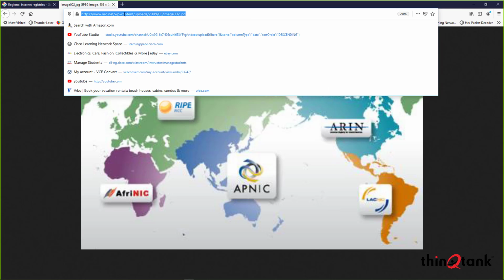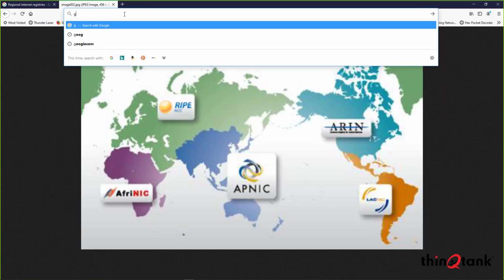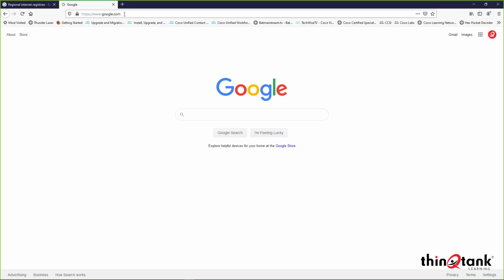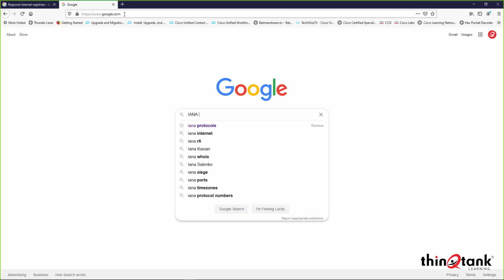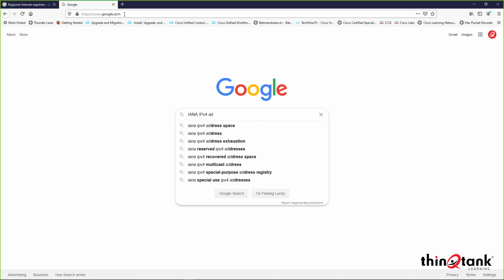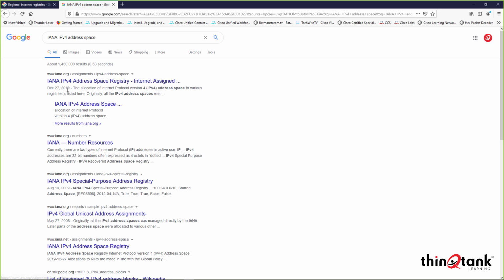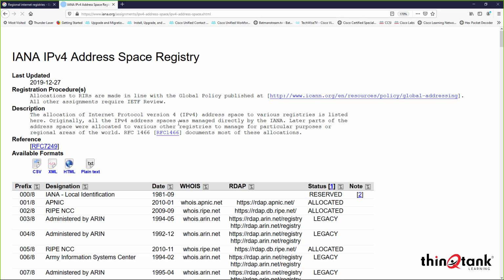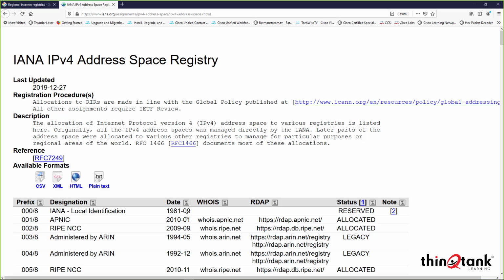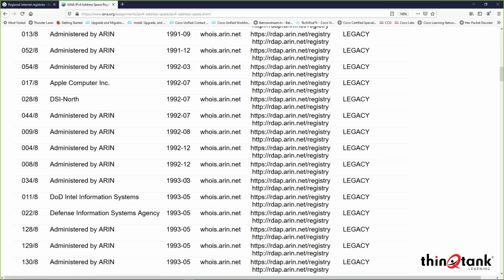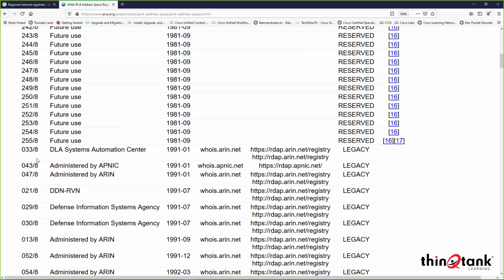Now, if you go out and you search for these global address assignments, IANA IPv4 address space, you can see how these addresses were allocated. So, for example, if I sort by date, we can see that the very first block of addresses, the very first prefix was allocated in January of 1991. Actually, several. This was for DLA.